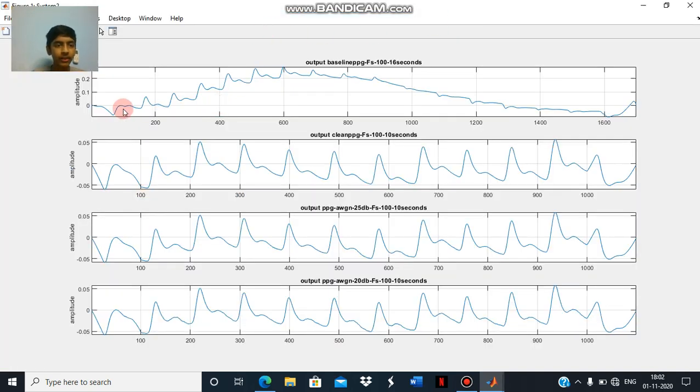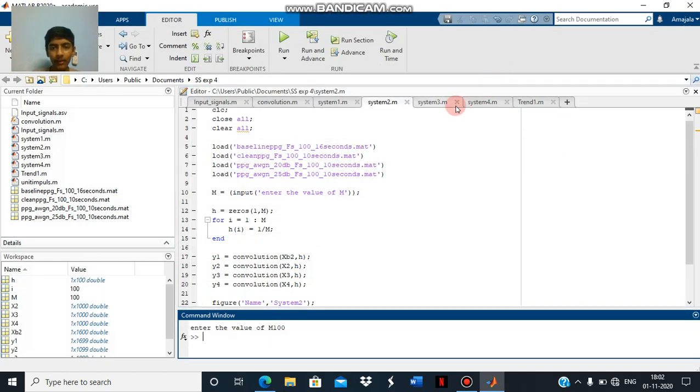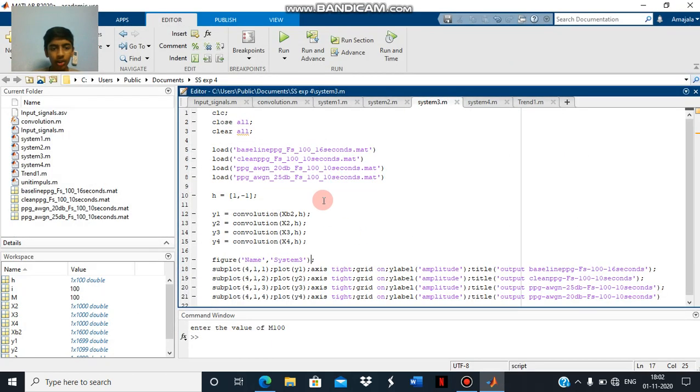So here the output for each signal is almost changed, so as the impulse response is here, the convolved signal completely depends on the value of n here. Now for the third system, as we had discussed before, the impulse response is 1, -1. I have used the same step when I run this program.